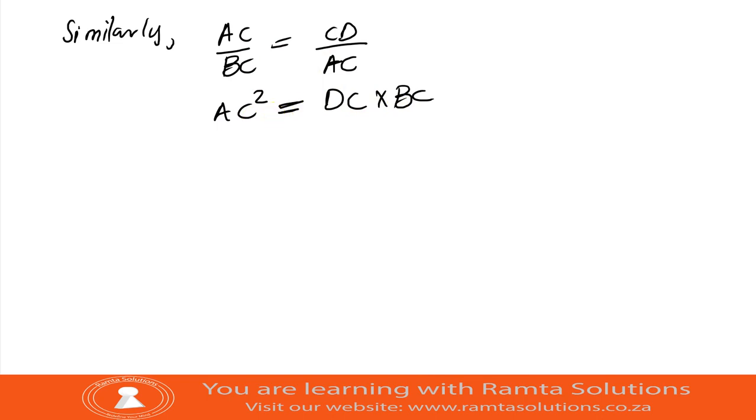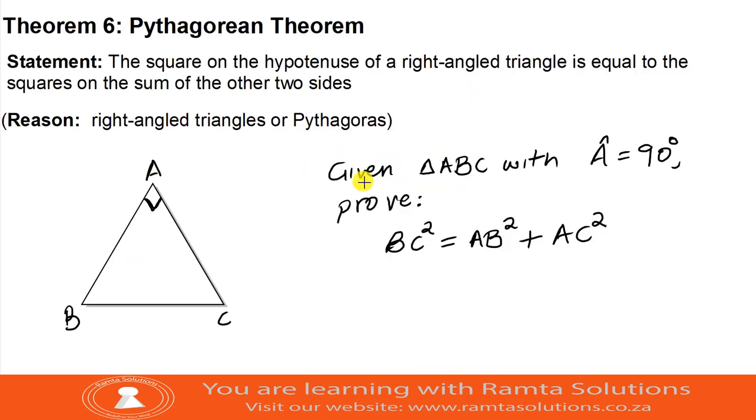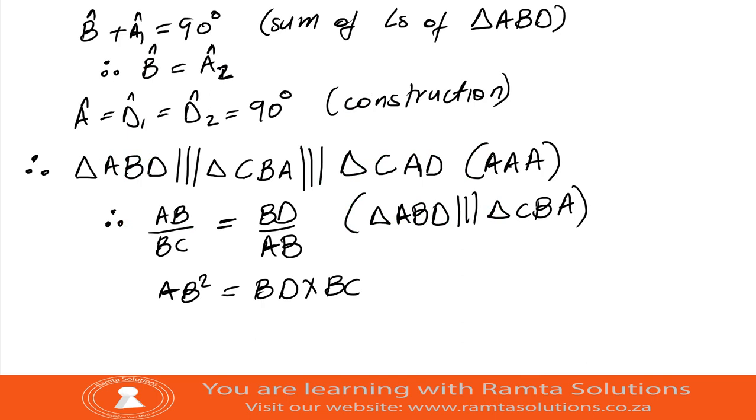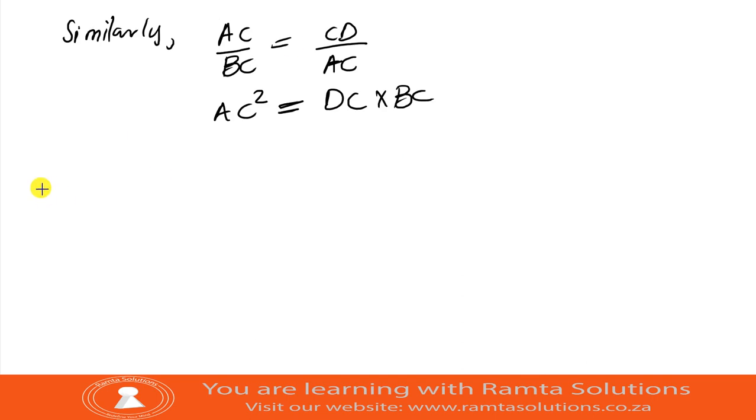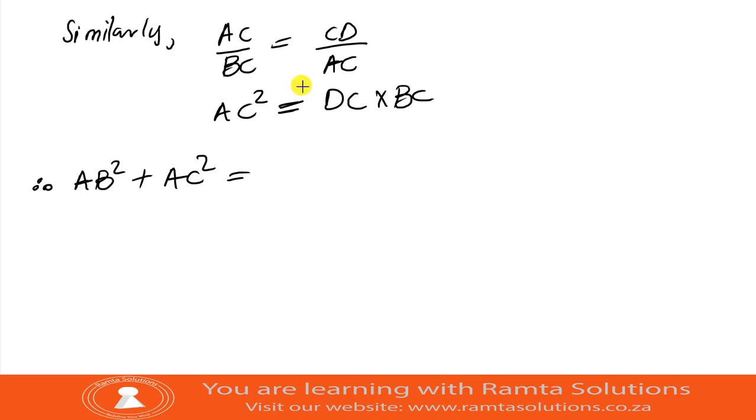So we were able to find AB squared and AC squared. When you look at it, this is what we're supposed to prove. We are able to find this, but can the sum of these give us this? Let's see. So therefore AB squared plus AC squared will be, what is AB squared? It was BD times BC. What is AC squared? It is DC times BC.